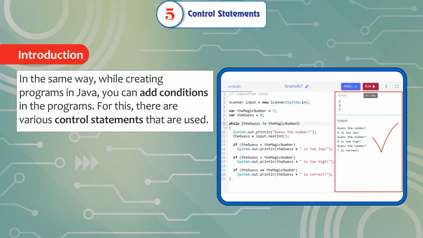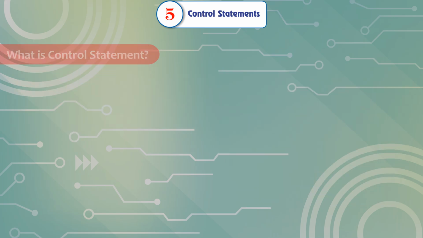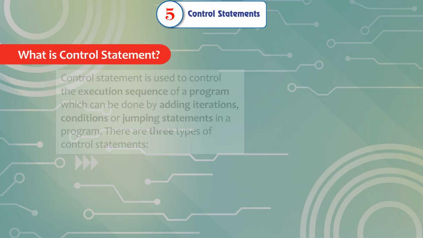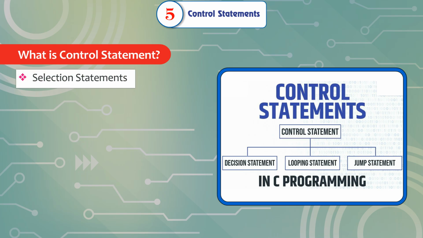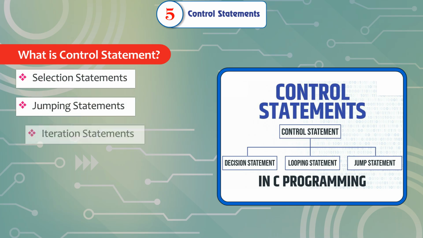In the same way, while creating programs in Java, you can add conditions in the programs. For this, there are various control statements that are used. What is control statement? Control statement is used to control the execution sequence of a program, which can be done by adding iterations, conditions, or jumping statements in a program. There are three types of control statements: selection statements, jumping statements, iteration statements.